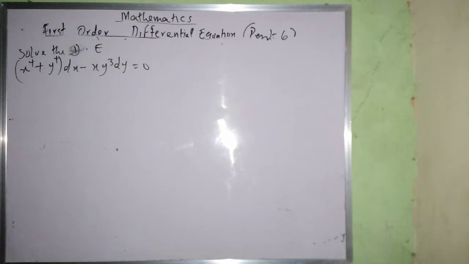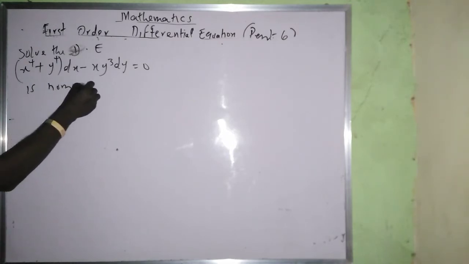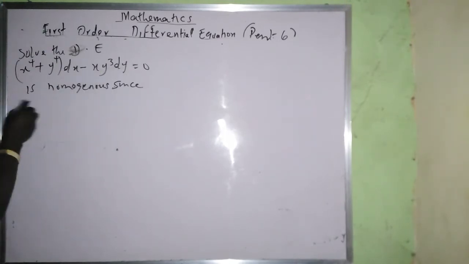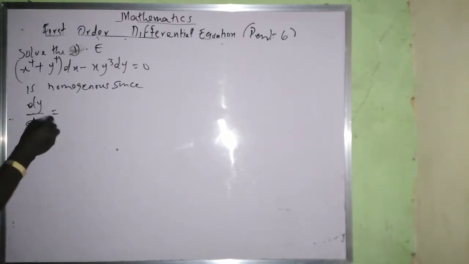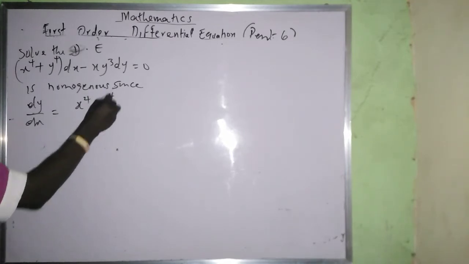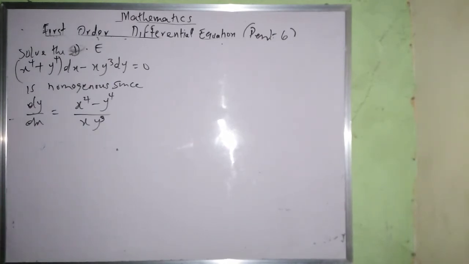Now, I want to use this particular problem to solve. This is a homogeneous equation, without even looking at it. Then dy/dx can be equal to (x^4 + y^4) divided by x y^3.